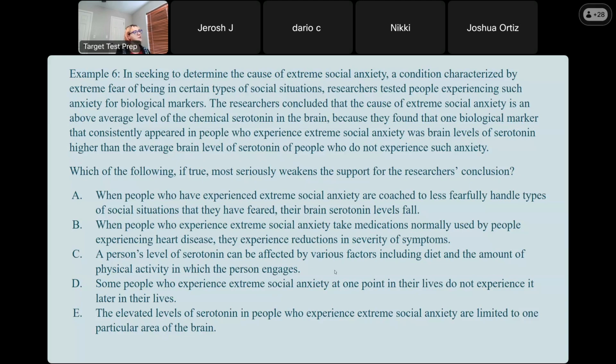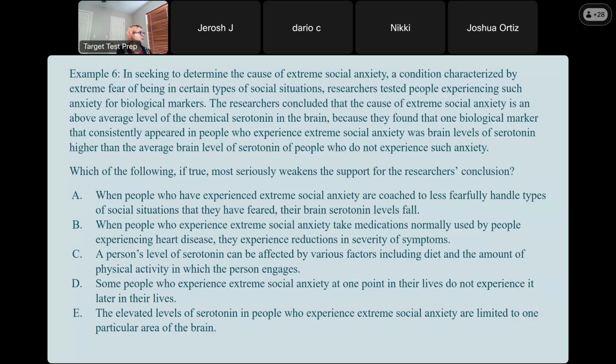C, a person's level of serotonin can be affected by various factors, including diet and the amount of physical activity in which the person engages. Okay, so even whether this is true or not, elevated levels of serotonin can still cause extreme social anxiety. And that's a good test to check on things like, if this is true, what is the effect on the argument? If it is not true, what is the effect on the argument? If it is the same either way, then it's probably not information that can strengthen or weaken the argument. So yeah, no matter what is affecting the levels of serotonin, it could still be that the serotonin is causing extreme social anxiety.